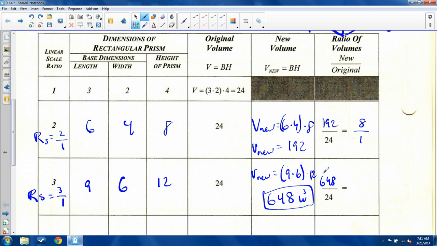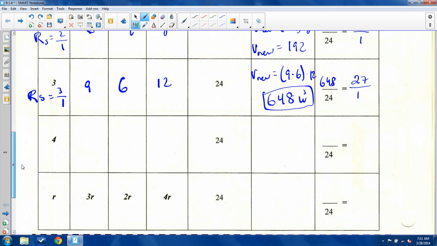Okay, 648 over 24. I'm just going to make sure I got the right volume to start with because I know what I'm supposed to get based on my understanding of ratio volumes. You get 27 over 1. Okay, I'm going to skip 4 for now, and then we'll go back and confirm it.